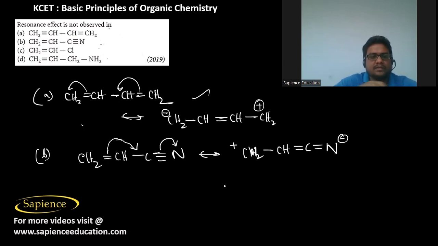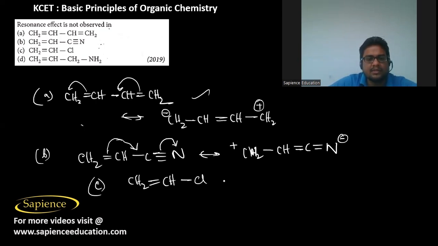So here also resonance effect can be observed. In option C, CH2 double bond CH single bond Cl. So Cl has got three lone pairs, so these electrons can go here, this one can go here. So then it can form CH2 minus, then CH, then Cl plus.